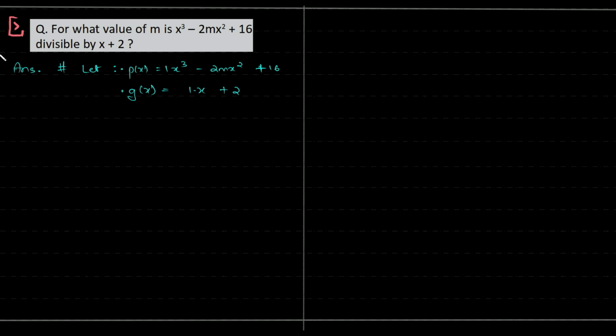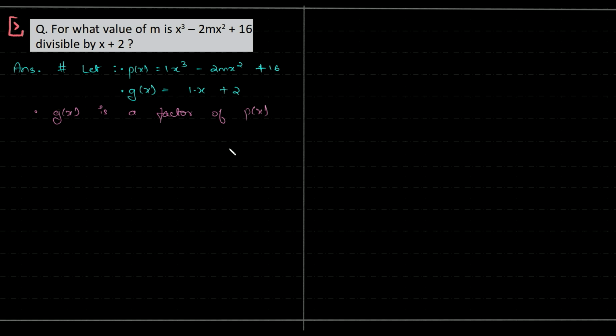So what they're telling us is that P of x is divisible by that. What does it mean? It means g of x is a factor of P of x. That's what it means, right? This is given in the question. So g of x can divide P of x with a remainder 0. That's what it means. So now, what do we have to use over here?